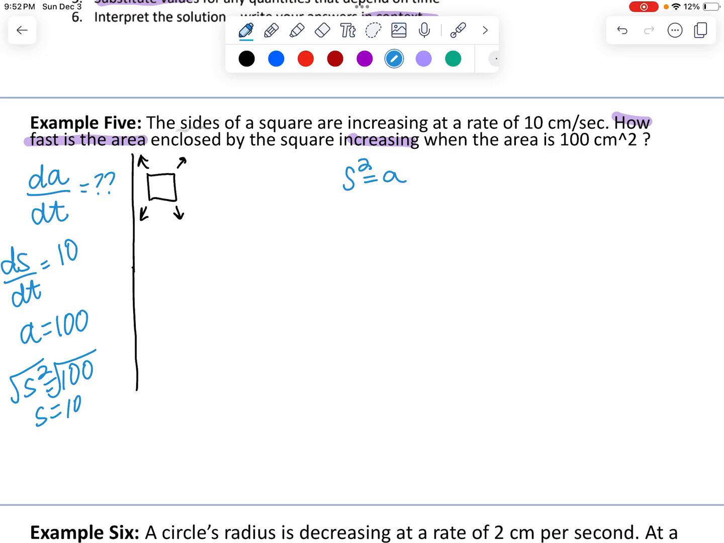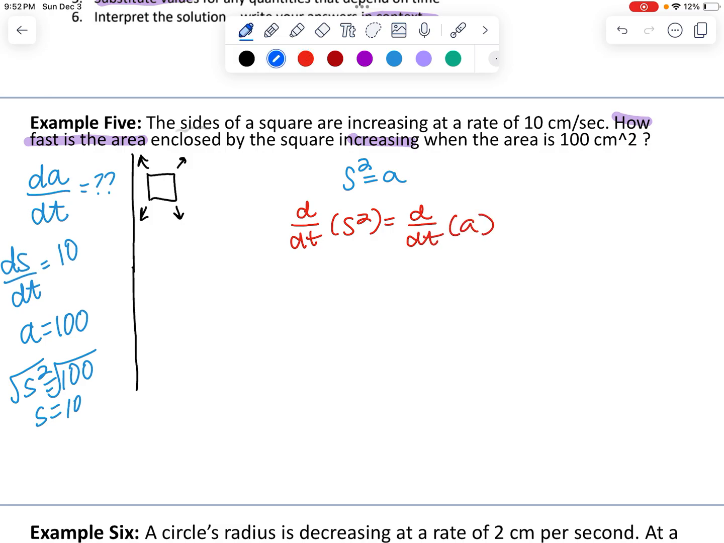So we have done step 3 now. Step 3 was to write an equation, which we did, and then we wrote the variables that we would like to know the rate of change of. So now our next step is to take the derivative of both sides with respect to t. So I'm going to take the derivative of both sides with respect to t.